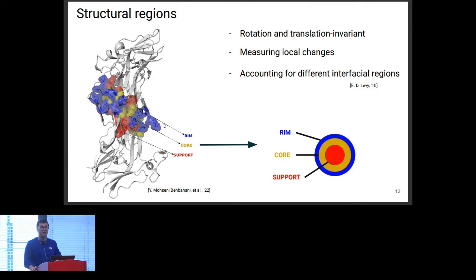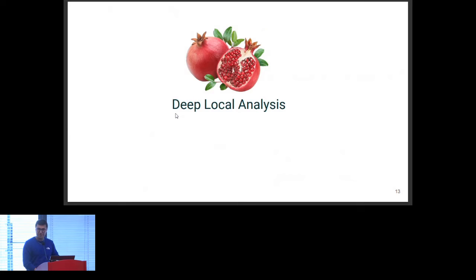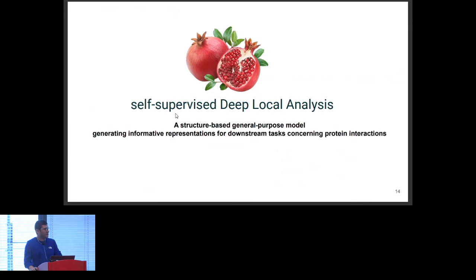Support are the interfacial residues that are buried on the interface for the monomers, and they become more buried upon the formation of the complex. Core are the interfacial residues that have solvent accessibility on the monomers, and they become buried upon the formation of the complex. And rim are residues that have solvent accessibility before and after the formation of the complex.